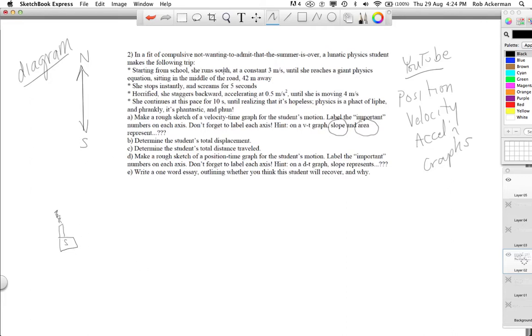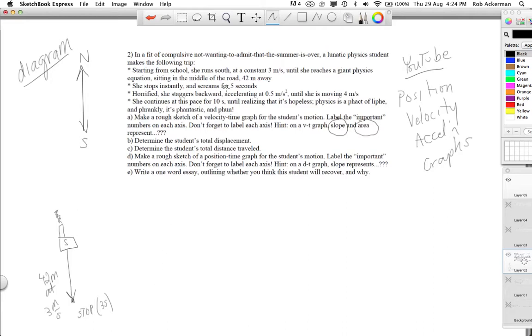Okay. Run south at 3 meters per second constant rate until she gets 42 meters away. Can we draw that in here? Of course we can. We can show someone moving 42 meters. We can say that the person is moving at a rate of 3 meters per second. It says that she stops for 5 seconds. Okay, so we're going to write that in here. Stop. We're just collecting as much data as we can on our diagram.